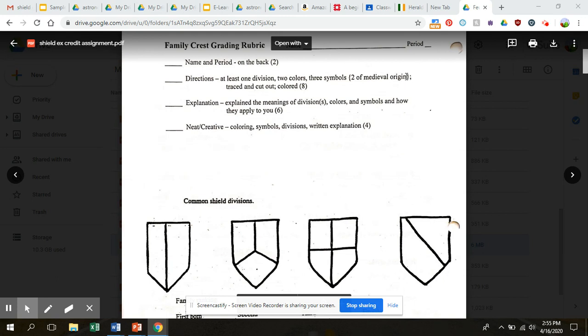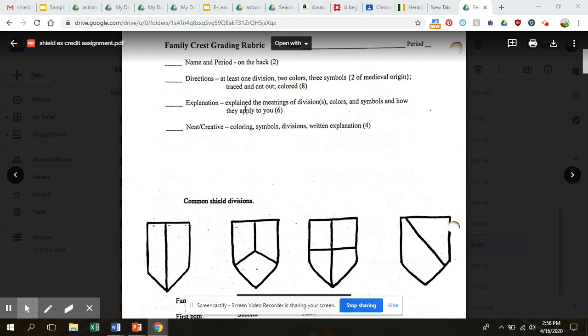So if you love music, maybe you have music notes. If you love playing baseball or soccer, then maybe you have a soccer ball or a baseball. If you like to dance, maybe you have a dance shoe. So that would be the personal symbol that you can have. Then you need to have it colored, and colors are just going to depend on what you decide. The colors do have meanings, and I'll show you where to find those in a minute.